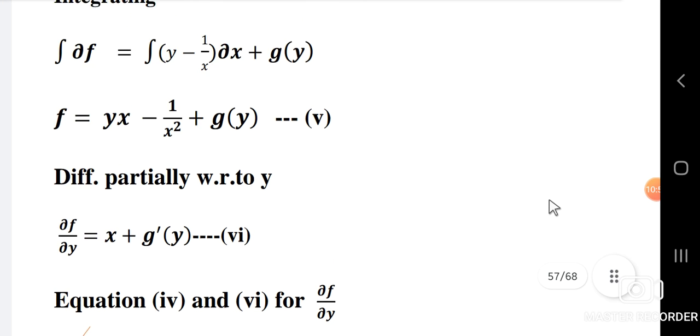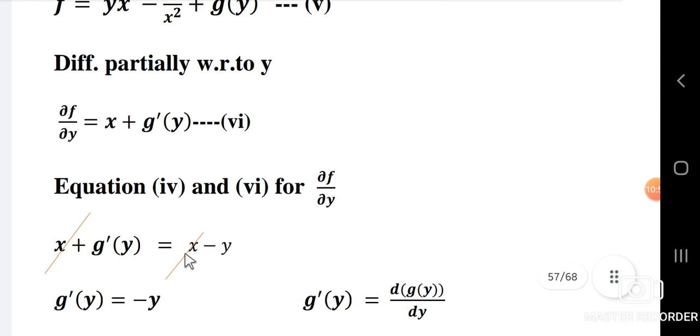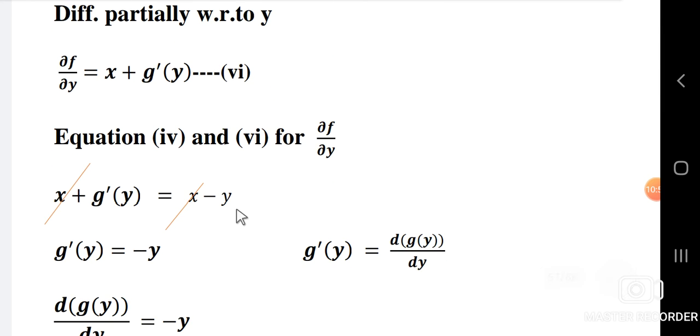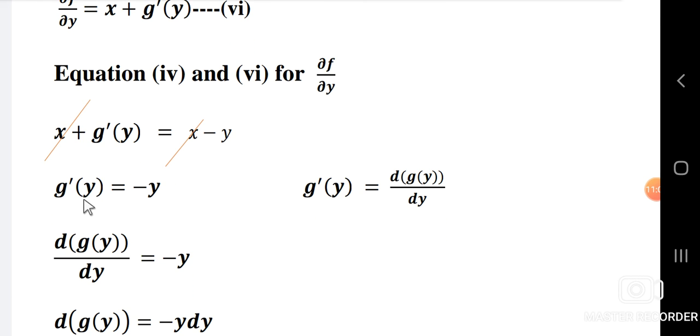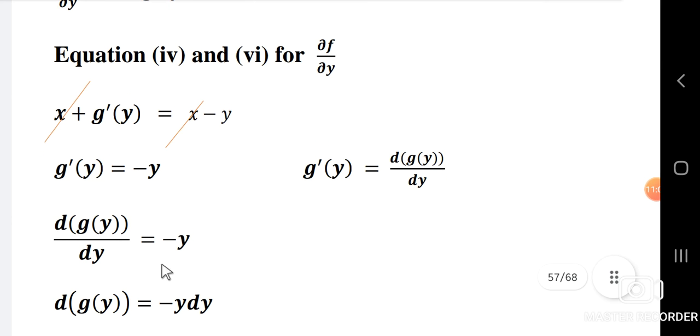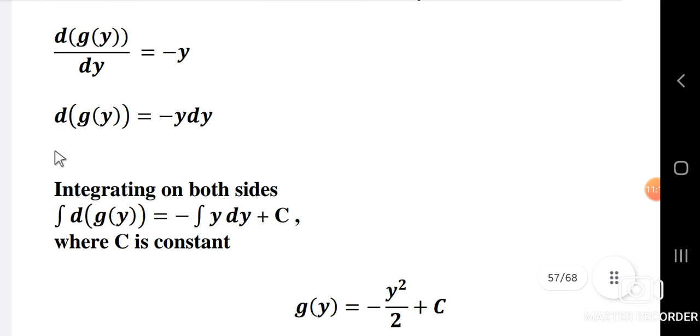Already we have dou f by dou y here, so equating these two we get x plus g dash of y is equal to x minus y. Cancelling x on both sides, g dash of y is equal to minus y. This g is a function of y only, so you write d instead of dou. So dg of y by dy is equal to minus y. Cross multiply dy to the right hand side, so we get dg of y is equal to minus y dy. Integrating on both sides, we add c. Here we can write c only because this whole integration depends on one variable y only.